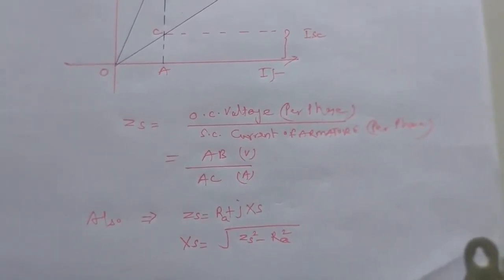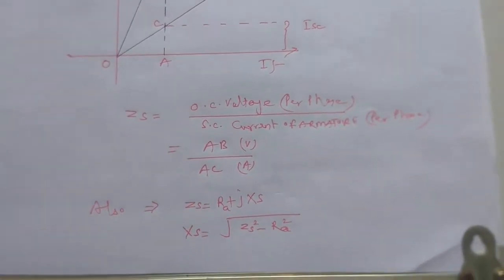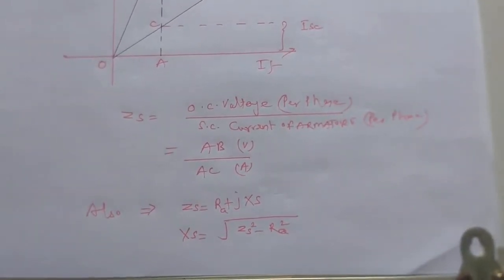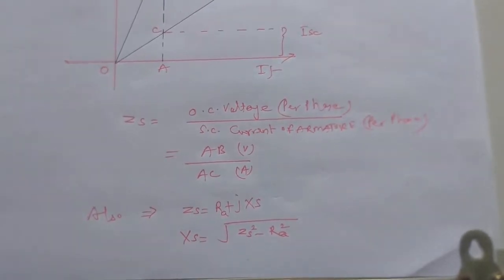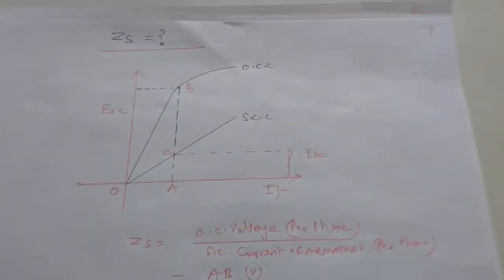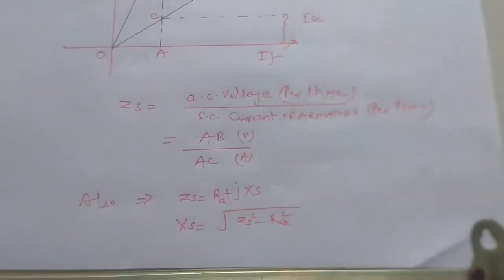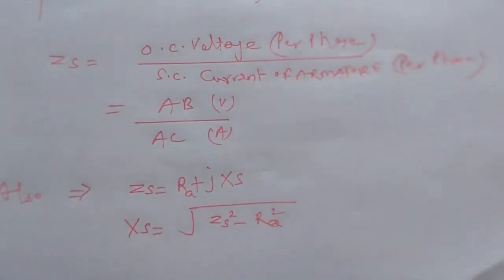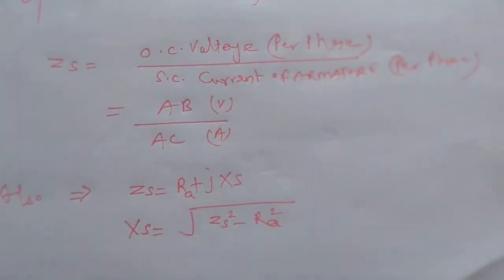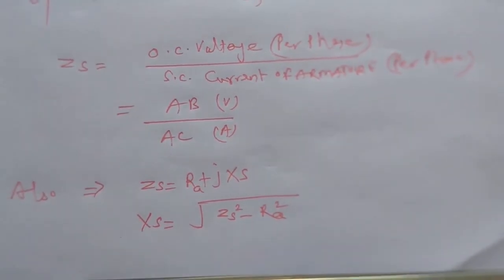So when we find out RA with the help of the armature DC resistance test, and ZS can be found out with the help of AB by AC by drawing these three characteristics, then ultimately XS will be equal to the square root of ZS squared minus RA squared. So that is how we can find out the synchronous impedance.